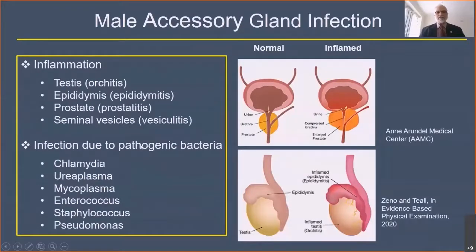Where do these infections take place? That is mainly in the testis as an orchitis, in the epididymis as an epididymitis, prostate as a prostatitis, or in the seminal vesicles as vesiculitis. And that goes along with a swelling of the relevant organs, and real infection of these organs. It's getting along with fever, temperature, heat of the relevant organs. It's painful, and it's due to a number of pathogens like chlamydia, ureaplasma, mycoplasms, enterococcus, staphylococcus, and pseudomonas.